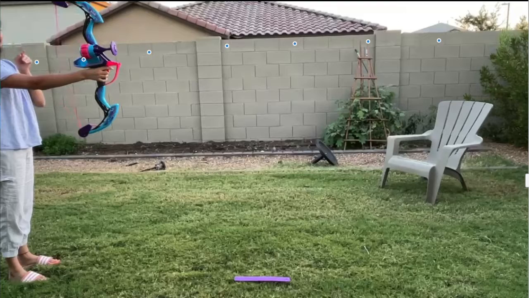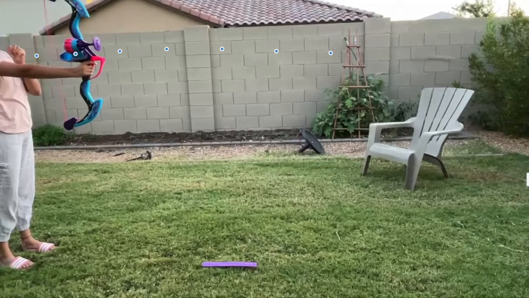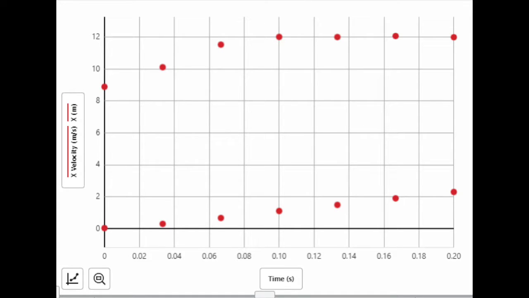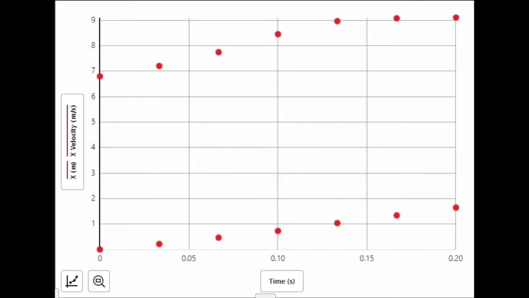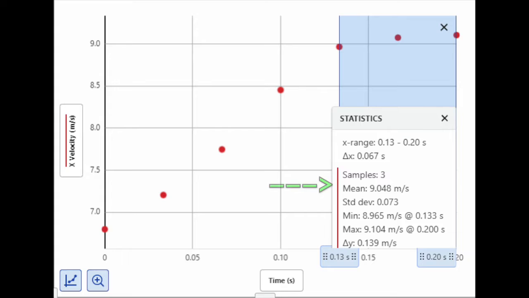Each trial was analyzed separately in the video analysis program, and a graph measuring x velocity versus time was generated for both situations. The bottom component of the graph represents the position versus time. The top component of the graph represents x velocity versus time, which was derived from the position data. Both graphs exhibited constant velocity just after the release of the arrow. The average of the points after the release time was computed to represent the initial velocity of the arrow.